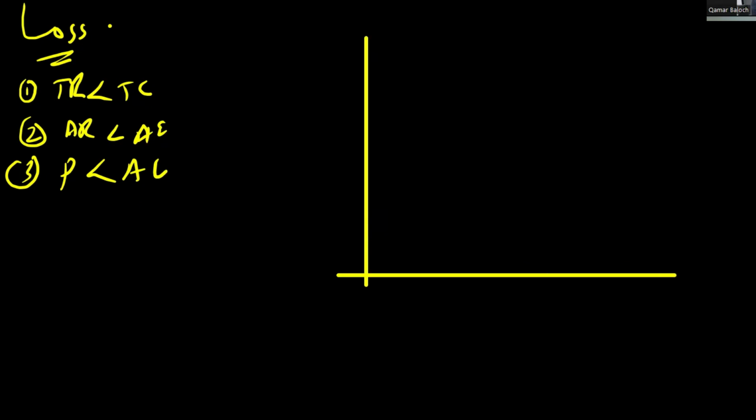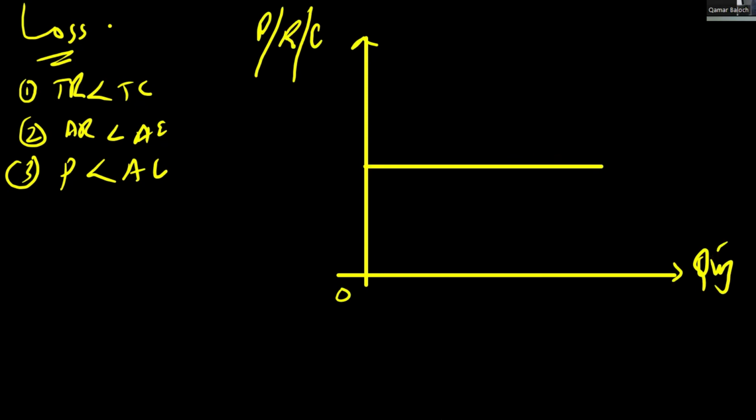You have to draw quantity. This is the origin point. You have to label quantity here, and you have to label three variables on Y. One is price, second is revenue, and the third one is cost. And again, draw a price line. Price is the same throughout the market. So $10 price, and $10 price shows that average revenue is equal to marginal revenue, and it is also equal to the demand curve as well.